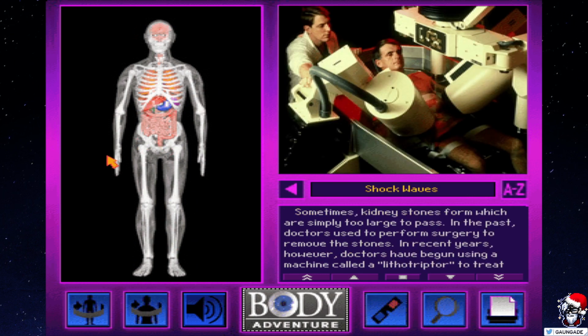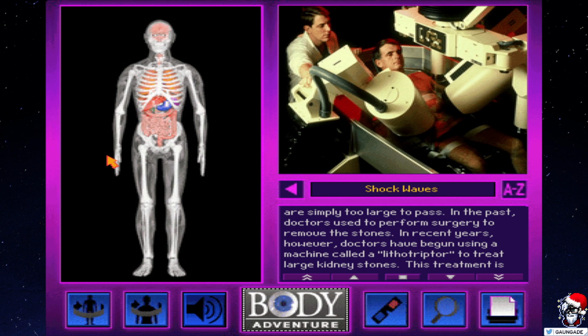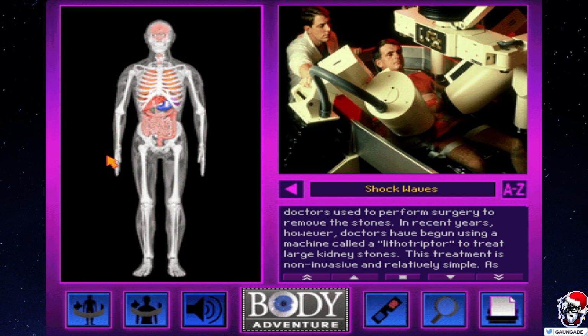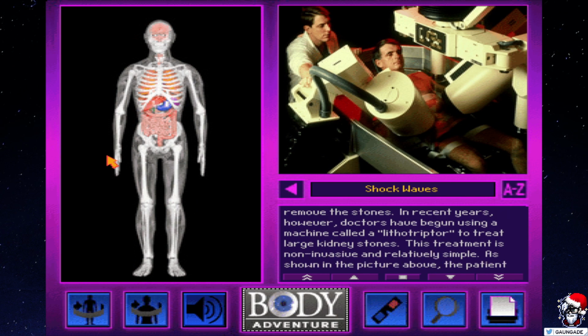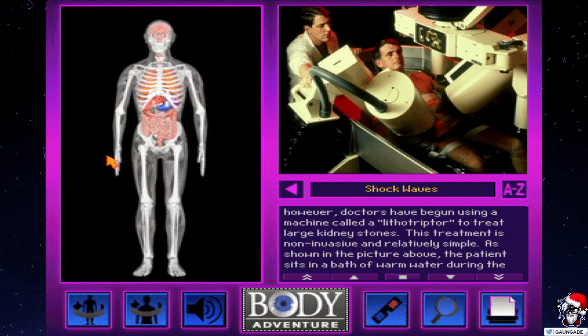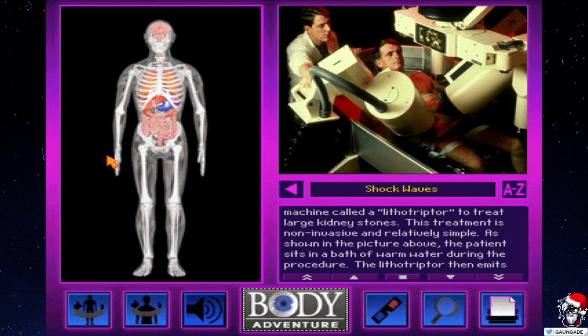In the past, doctors used to perform surgery to remove the stones. In recent years, however, doctors have begun using a machine called a lithotripter to treat large kidney stones. This treatment is non-invasive and relatively simple.